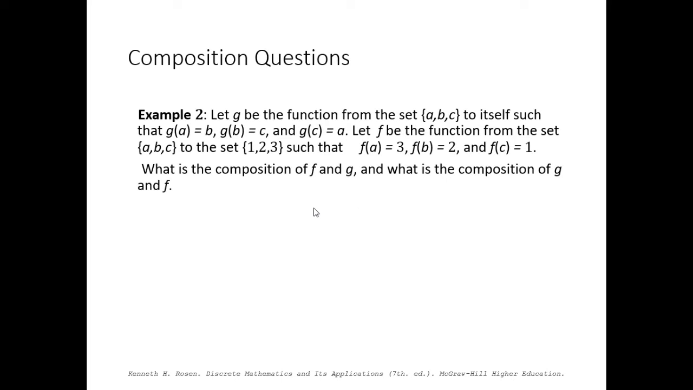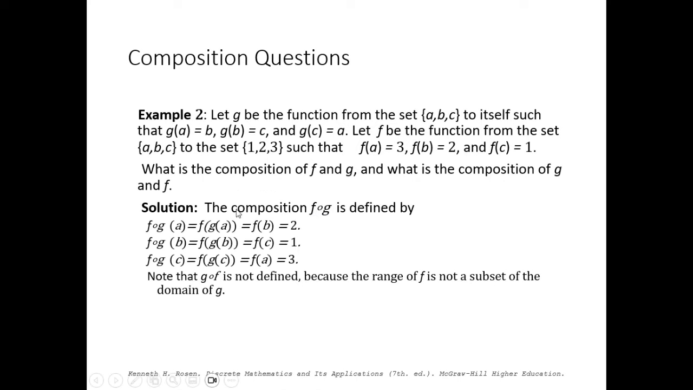Okay, let us take this as an example. Let g be a function from set {a, b, c} to itself with g of a equal to b, g of b equal to c, and g of c equal to a. Let f be the function from set {a, b, c} to set {1, 2, 3} such that f of a is equal to 3, f of b is equal to 2, and f of c is equal to 1. What is the composition of f and g, and what is the composition of g and f? So the composition f of g of a is f of g of a.